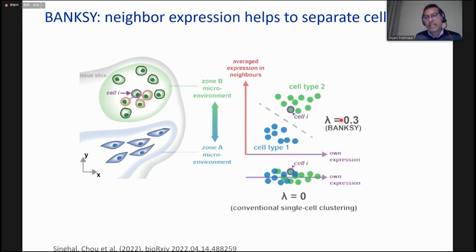And you can change lambda. If lambda is 0, then of course you're ignoring the y-axis. You're multiplying the y-axis by 0, and it's just traditional single-cell RNA-seq clustering. If lambda is very large, then you're stretching this y-axis, and you're clustering mainly by the neighbor expression. We typically use intermediate values of lambda for spatial cell type clustering, typically lambda of 0.3, where you get a balance of own expression and neighbor expression both contributing to your clustering.